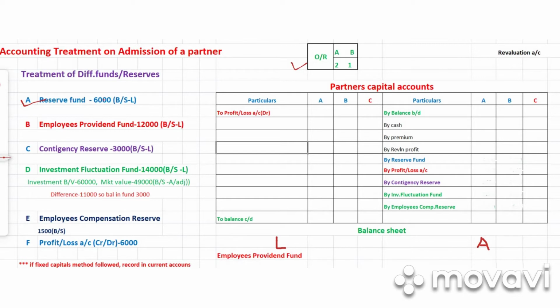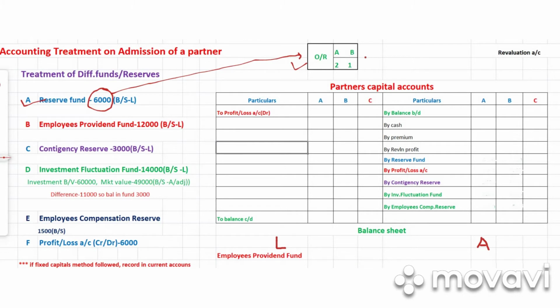If this item is given, in this case I have given 6,000 as the example reserve fund. If this item is there in the balance sheet, accounting treatment is very simple. It is all the old partners' money. It is their share of profit. So we have to divide this 6,000 and distribute between A and B in the old ratio.